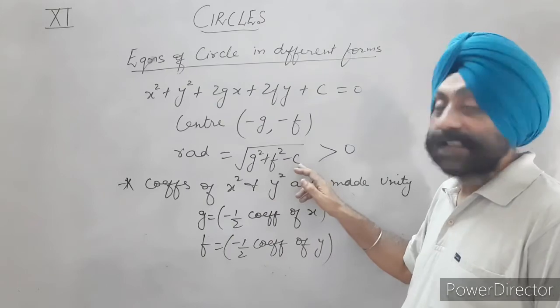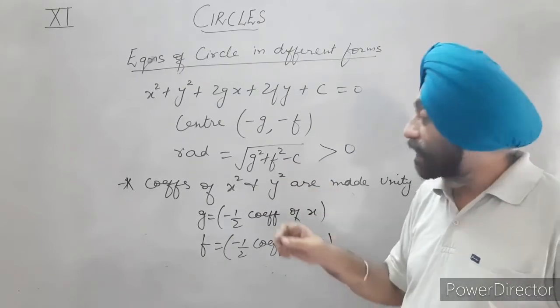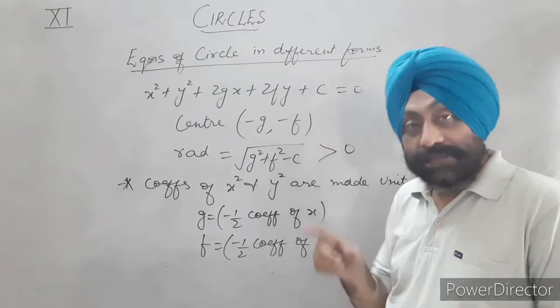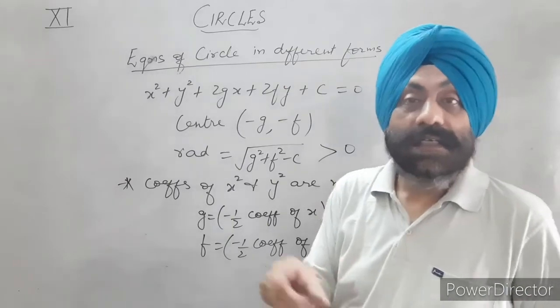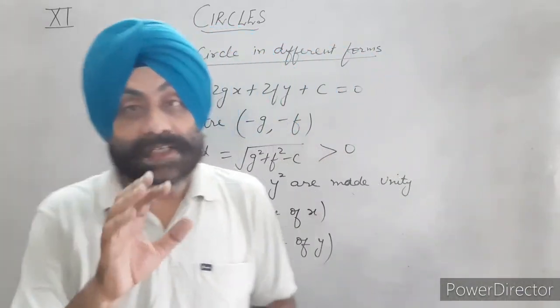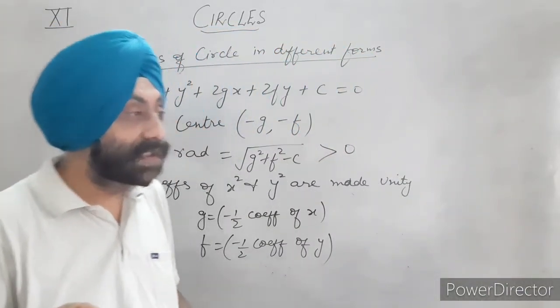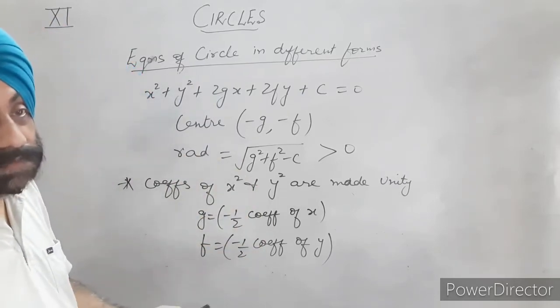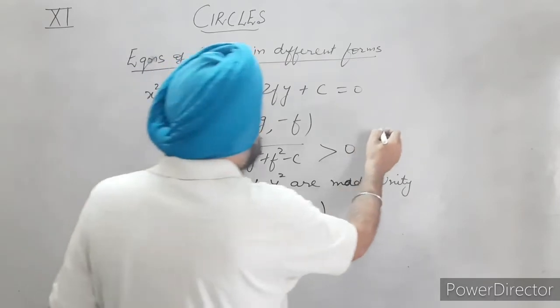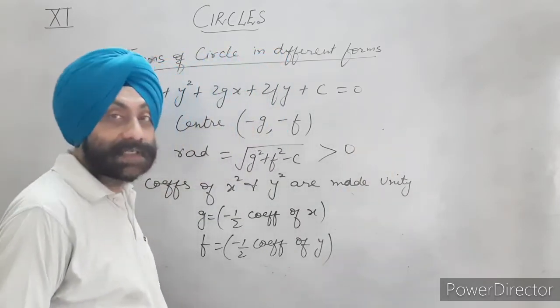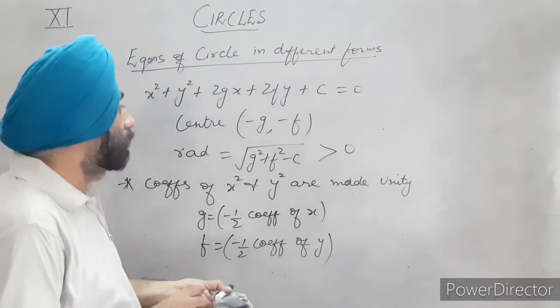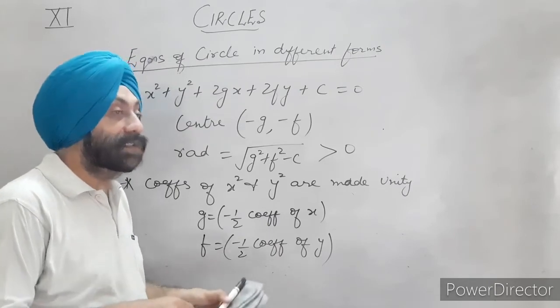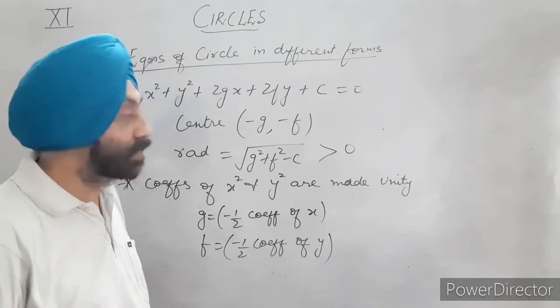It should not be less than 0. Even if it is equal to 0, then we will say that our circle degenerates to a point. If the radius is equal to 0, it becomes a point like this, right? If the radius of the circle is equal to 0, then the circle degenerates into a point.